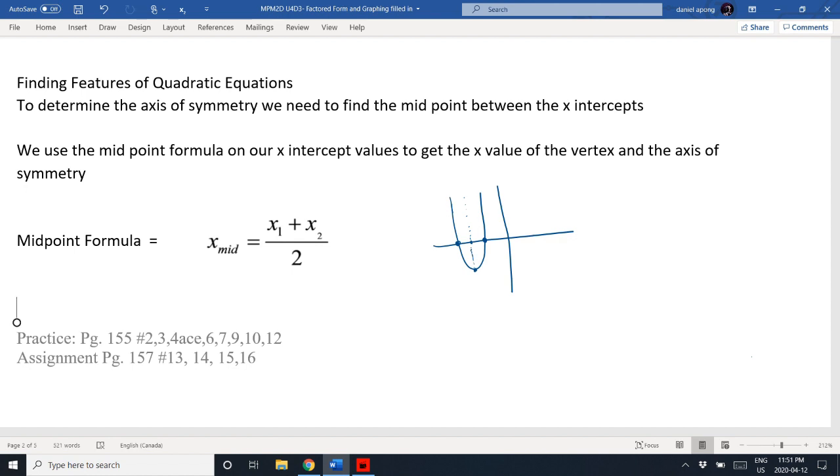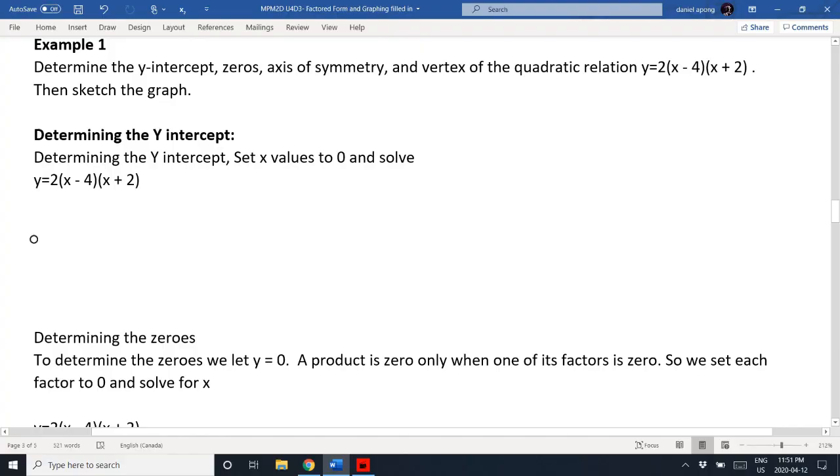Let's use these techniques to sketch a graph of a parabola. Example 1. Determine the y-intercept, zeros, axis of symmetry, and vertex of the quadratic relation y is equal to 2(x minus 4)(x plus 2). Then sketch the graph. So basically everything that we've been looking at already.